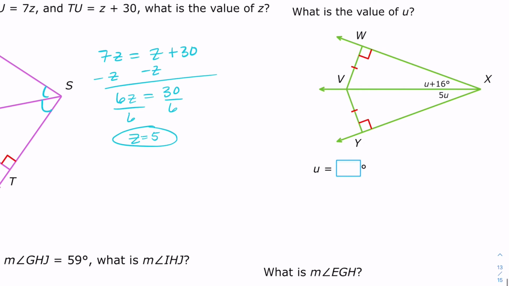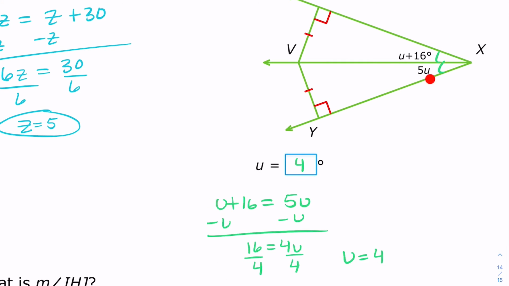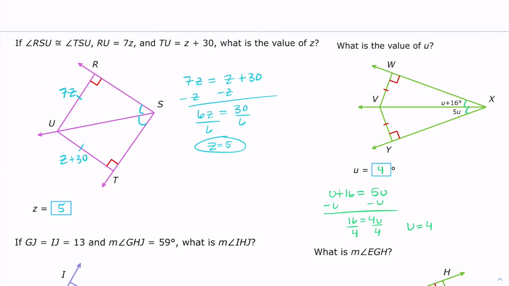All right. The next one, we have U plus 16 is equal to 5U, because these have to be congruent. So we take away U, we get 16 equals 4U, divided by 4. So U equals 4. We can check our work. 4 times 5 is 20. 4 plus 16 is 20. So we are all good to go.